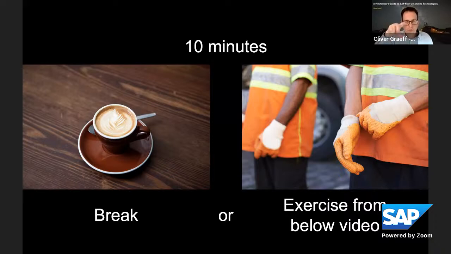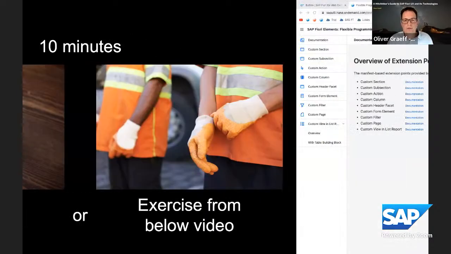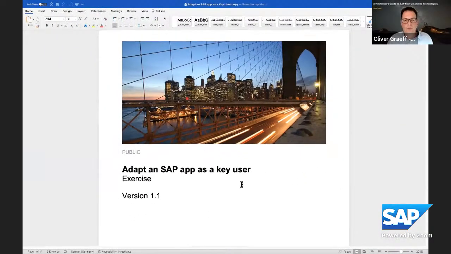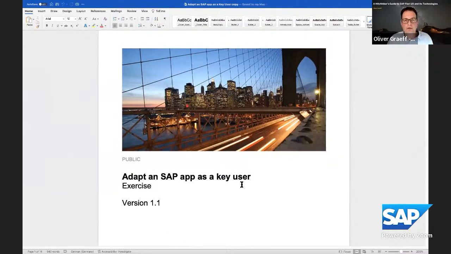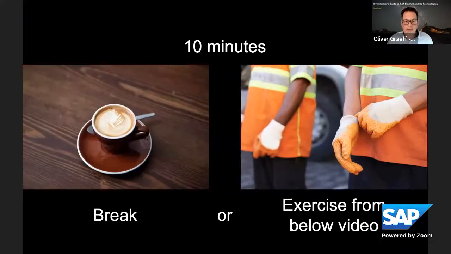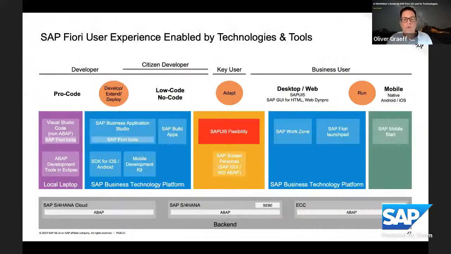So in YouTube, if you open the text below the video, a bit further down is a link to the exercise document, right? And the exercise document, just to show you what should open up if you click on that link, is this Word document explaining how to adapt a standard application as a key user. The full scenario we're going to cover in the second part, after the break, just to show you where this belongs.